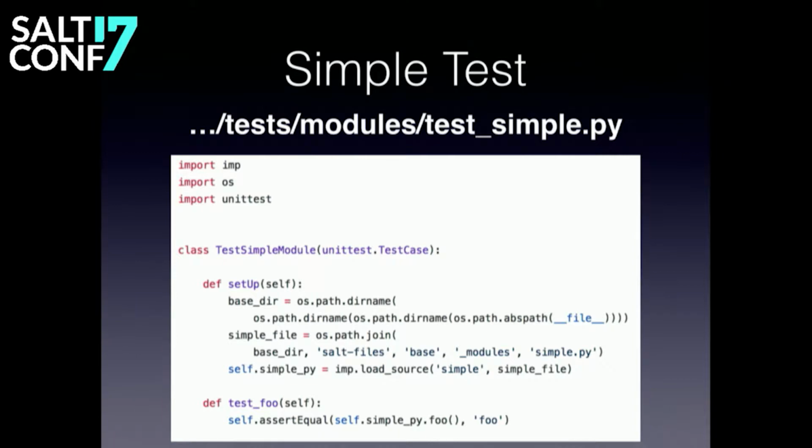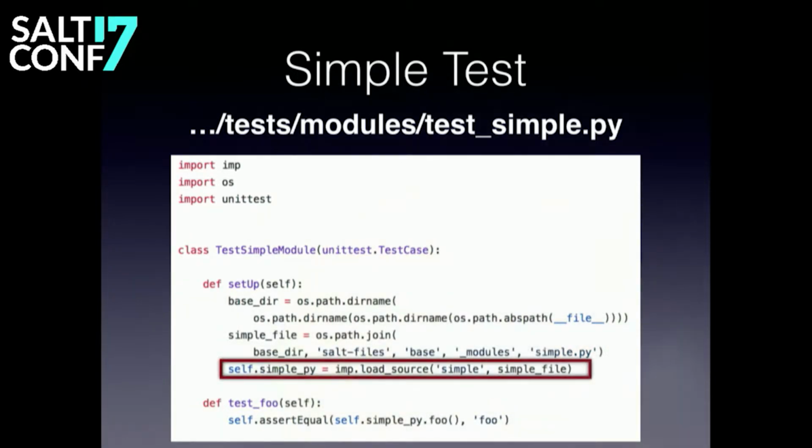In this method, you'll see some boilerplate for setting up directories. None of that's all that important. What is important is the call to IMP. As I mentioned before, IMP loads source, string, and then location to the file. And then it returns a compiled object that I throw into an instance variable so I can use later in the tests.